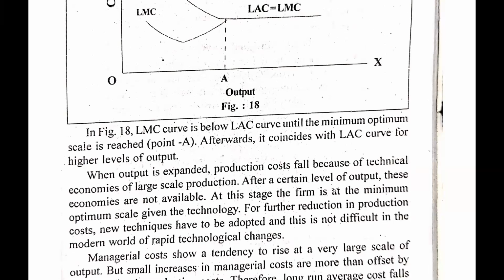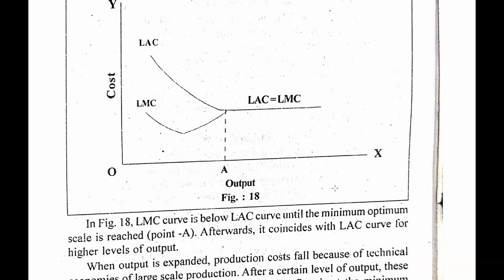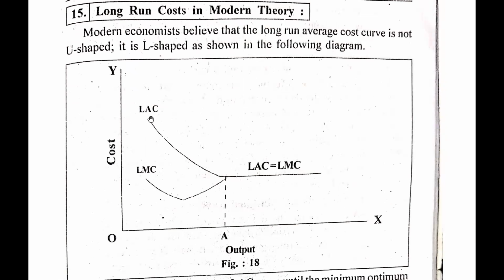So guys, here you can see the curves of long run average cost and long run marginal cost. As we have already seen in the earlier diagrams, in the earlier theories, marginal cost will always be below the average cost, but as production increases after a certain point, when production is expanded beyond the capacity level, then the long run marginal cost will be above the average cost.